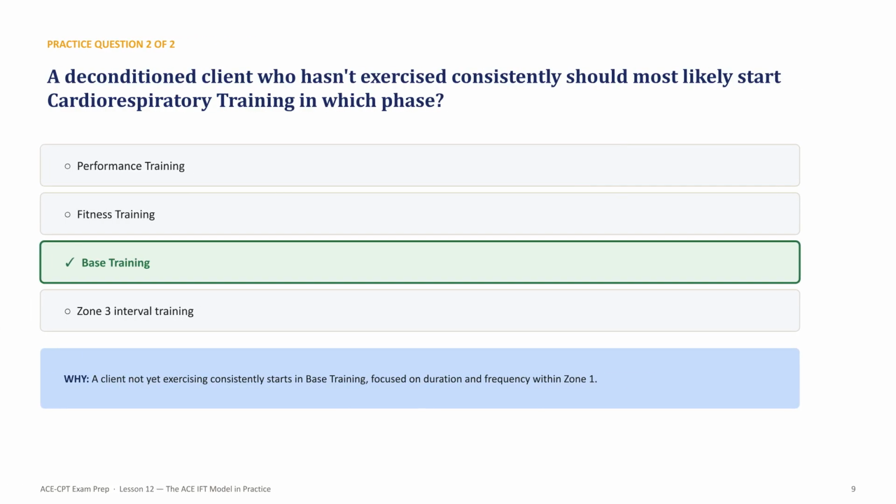Here's your second practice question. A deconditioned client who hasn't been exercising consistently should most likely start cardiorespiratory training in which phase? Your options are performance training, fitness training, base training, or zone 3 interval training. Take a moment to think it through. The correct answer is base training. Here's why. A client who isn't yet exercising consistently needs to start by building duration and frequency within zone 1, which is exactly what base training focuses on, before any higher intensity work makes sense.